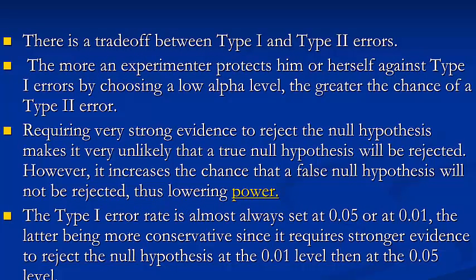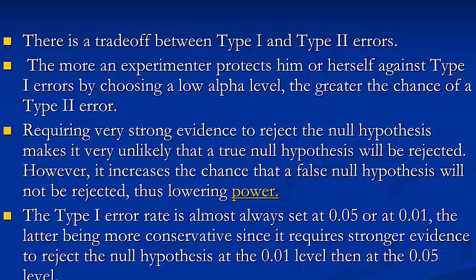So there's a trade-off between type 1 and type 2 errors. The more you guard yourself against one type of error, the more your chance of making the other type. Requiring very strong evidence to reject the null hypothesis makes it very unlikely that a true null hypothesis will be rejected. However, it increases the chance that a false null hypothesis will not be rejected, thus lowering the power.